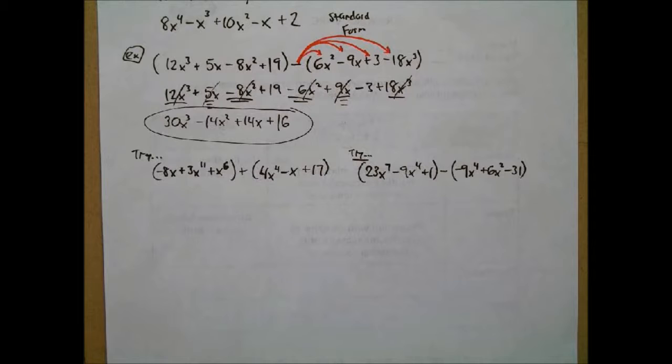It's negative 8x plus 3x to the 11th plus x to the 6th. The 4x to the 4th power, or then 4x to the 4. 4x to the 4. Okay. Sorry. It's, negative 8x plus 3x to the 11th plus x to the 6th plus 4x to the 4th minus x plus 17. 23x to the 7th minus 9x to the 4th plus 1 minus negative 9x to the 4th, 6x squared minus 31. Okay. 23x to the 7th minus 9x to the 4th plus 1 minus negative 9x to the 4th, 6x squared minus 31. Okay. 23x to the 7th minus 9x to the 4th plus 1 minus negative 9x to the 4th, 6x squared minus 31. Okay.